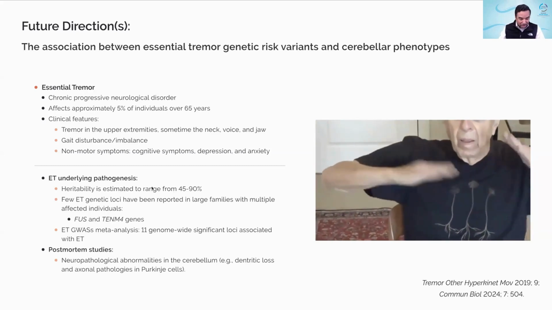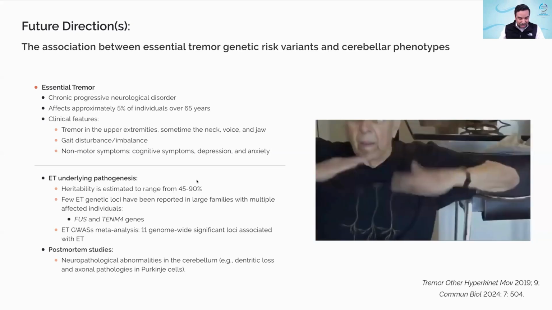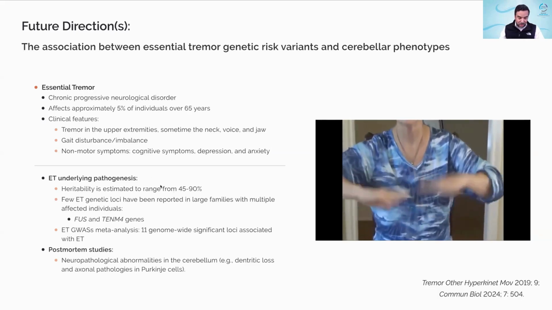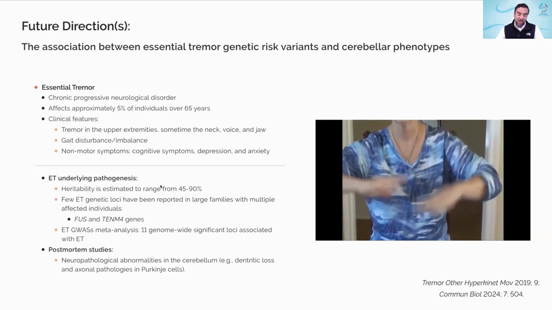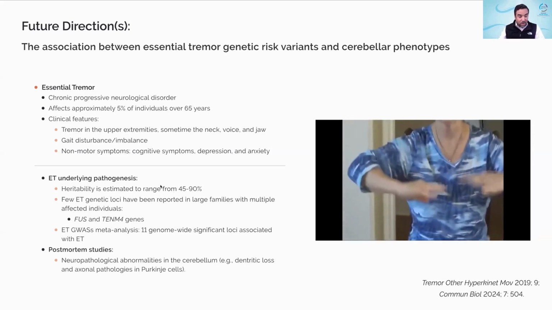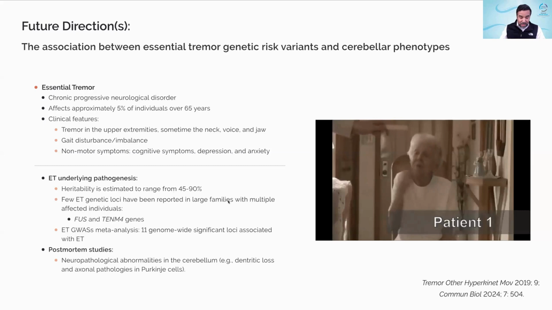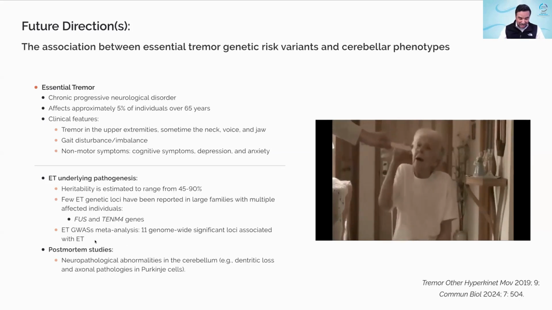Throughout our learning of essential tremor, even in early training in medicine, it was always thought to be heritable, and there is a genetic component to it. Most patients actually do report a history of essential tremor in a first-degree relative, and early work has demonstrated genetic risk variants within specific genes in large families with multiple affected individuals. There is a recent genome-wide association study, so it's the same design that I showed earlier, in patients with essential tremor, and this revealed 11 genome-wide significant loci associated with essential tremor.